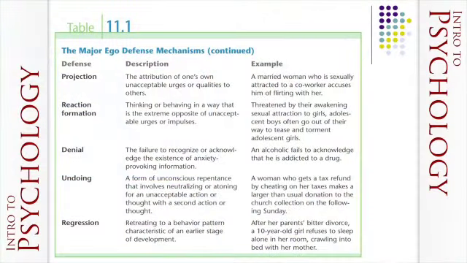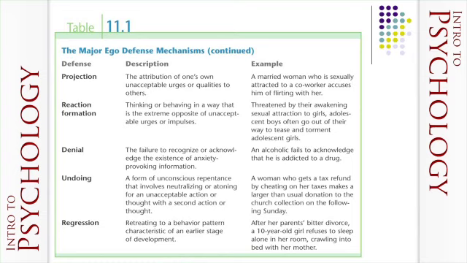All right, so projection. The attribution of one's own unacceptable urges or qualities to others. Example, a married woman who is sexually attracted to a coworker accuses him of flirting with her instead. Okay, instead of admitting that she's attracted to him, she says, he's flirting with me, right? That's projection, okay?